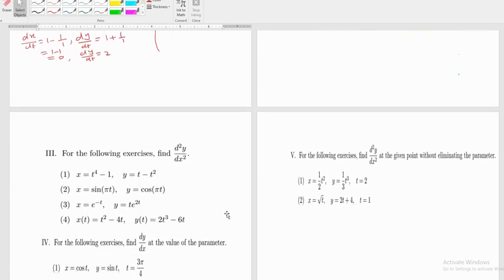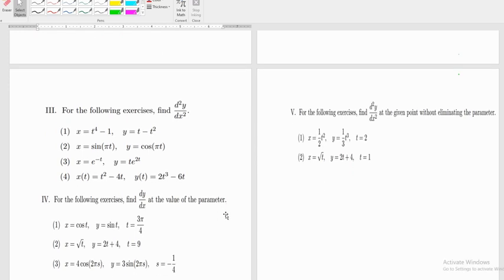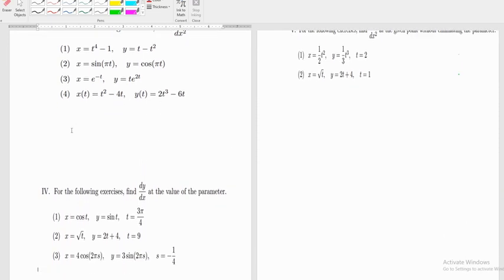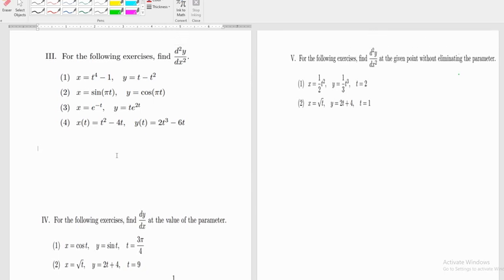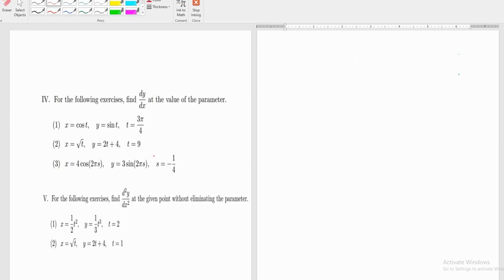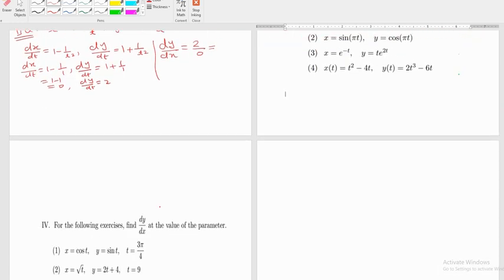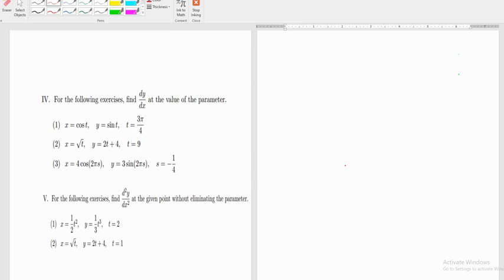Next thing is question number third part. For the following exercise, find d2y dx2. So for third part, I need d2y dx2. That means second derivative. How can we write the second derivative?